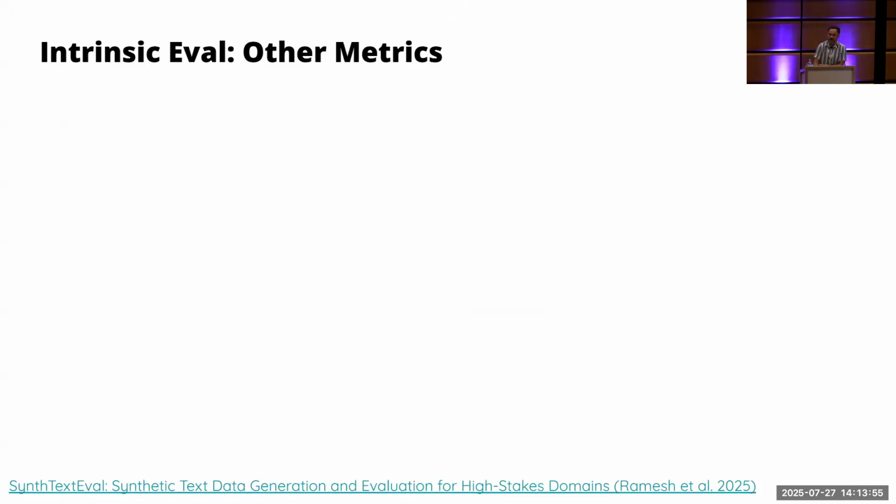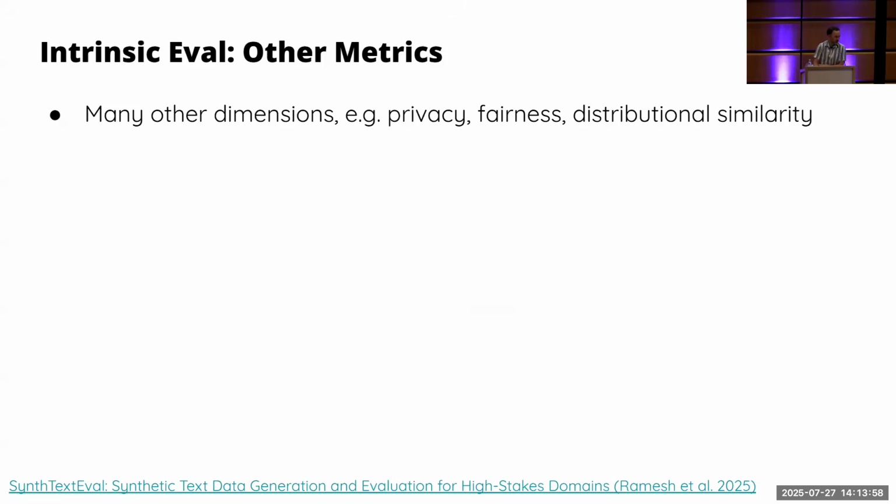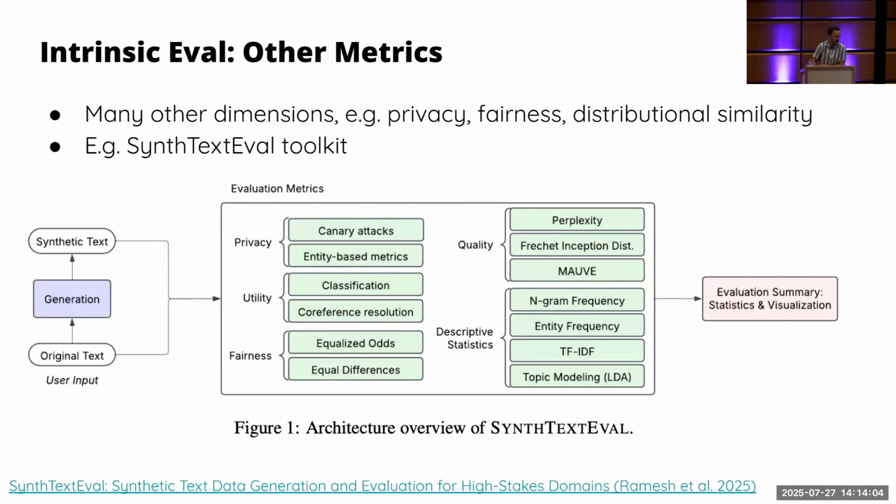There are a lot of other metrics that are used as well. There are other dimensions like privacy and fairness and distributional similarity. And there are even toolkits that are designed for evaluating synthetic data. So this is a very recent paper called SynthTextEval. Basically, it attempts to survey a lot of the different evaluation metrics that are used for evaluating synthetic data. So if you want to dig more into this topic specifically of evaluation metrics, I can definitely recommend this paper as a good reference for you to take a look at.